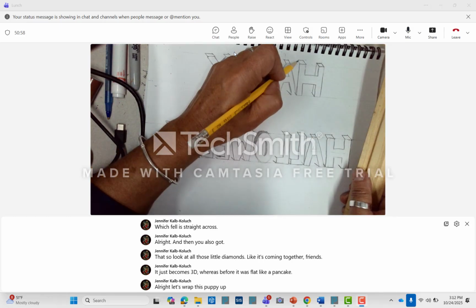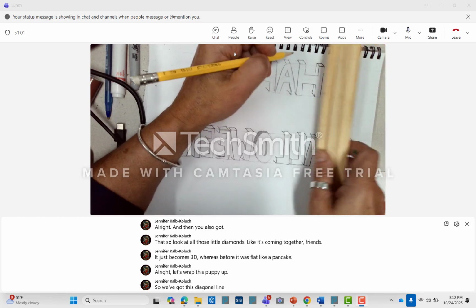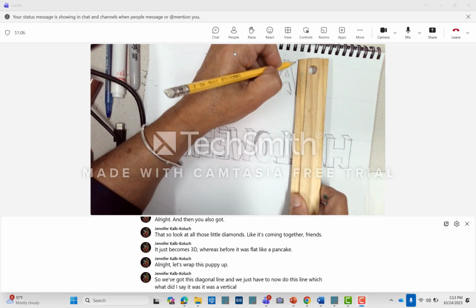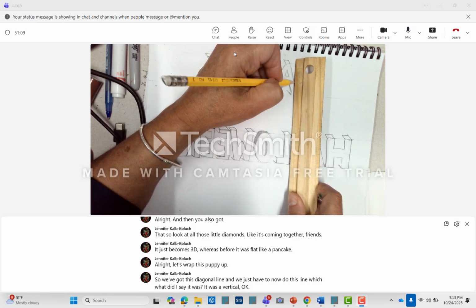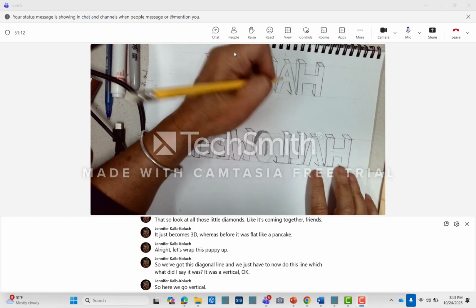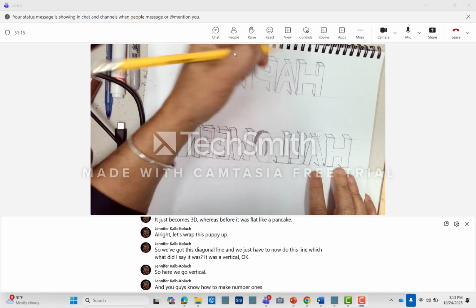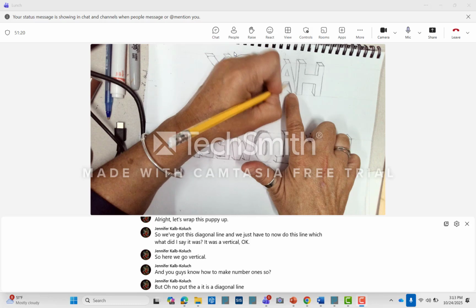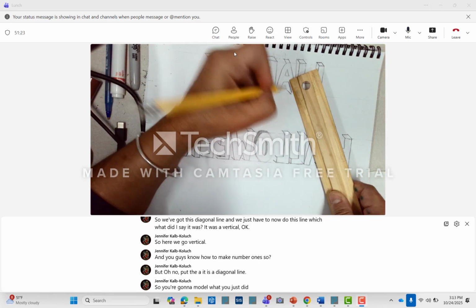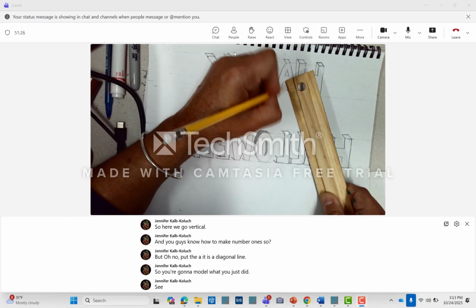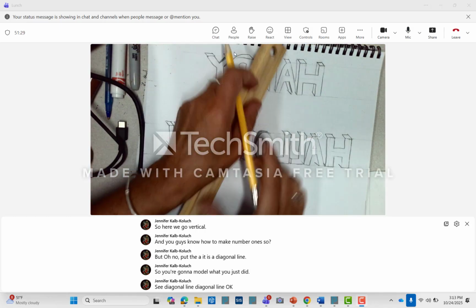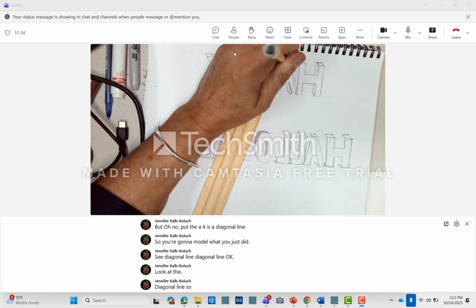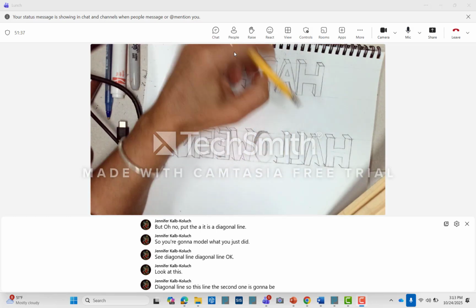So we've got this diagonal line, and we just have to now do this line, which, what did I say it was? It was a vertical. Okay, so here we go, vertical. And you guys know how to make number ones. But, oh no, look at the A. It is a diagonal line. So you're going to model what you just did. See, diagonal line, diagonal line. Okay, look at this. Diagonal line. So this line, the second one, is going to be a diagonal line, and it's going to hide behind the P.